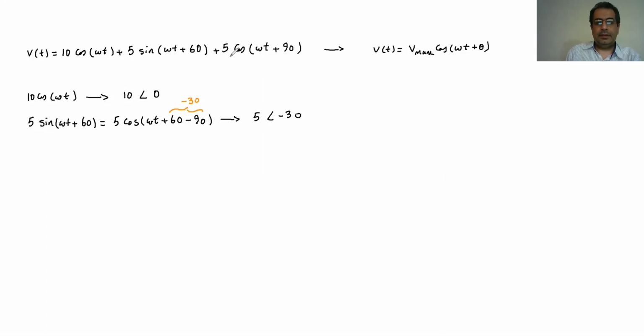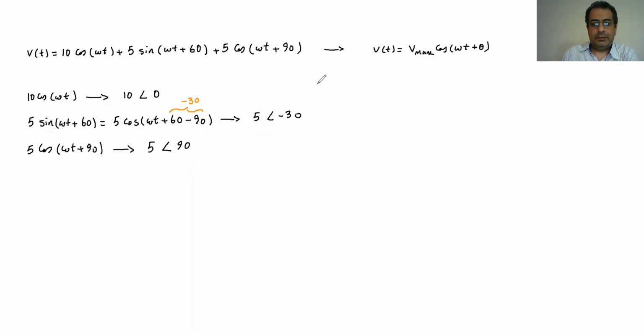The third term is 5 cosine omega t plus 90. I convert it to the phasor, which is going to be 5 with angle of 90. So I have these three.